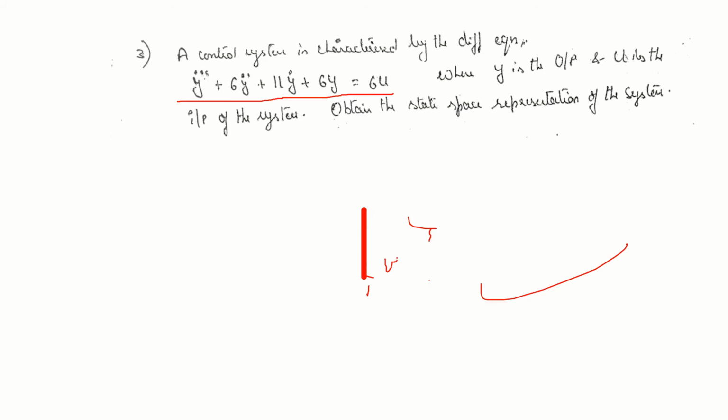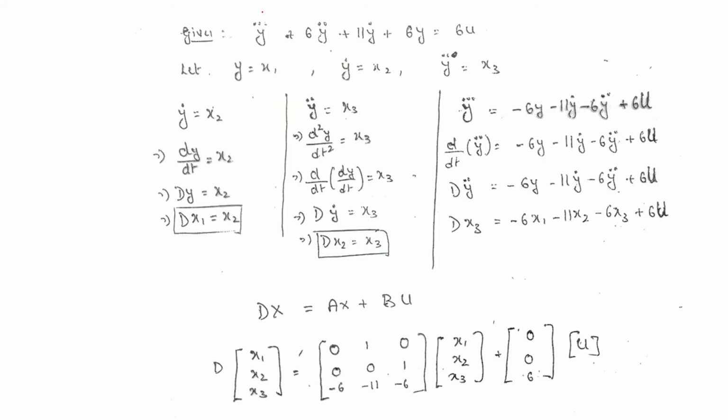Okay, state equations. So here y triple dot plus 6y double dot plus 11y dot plus 6y is equal to 6u. I will take y is equal to x1 as one state variable, y dot is equal to x2 as the second state variable, and y double dot is equal to x3. Y double dot is one order less than the original one. It is a third order equation, that's why I have chosen 3 state variables.